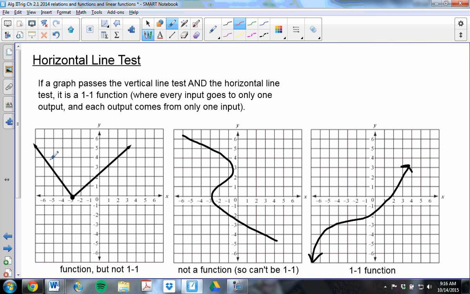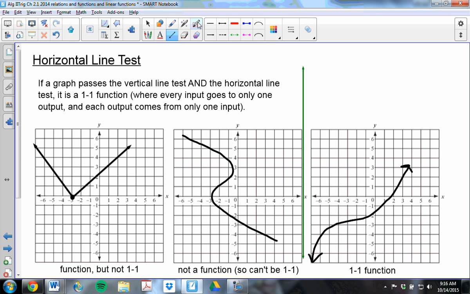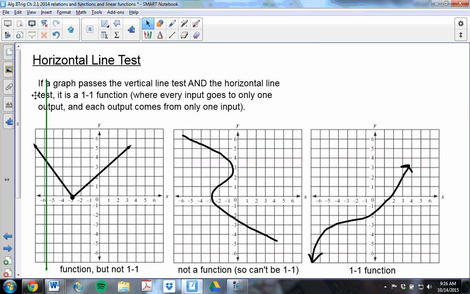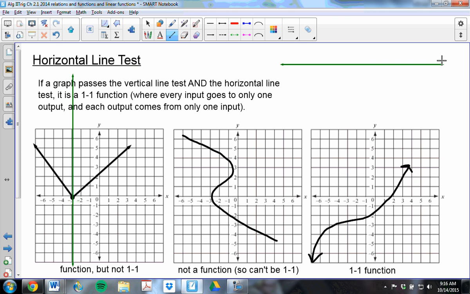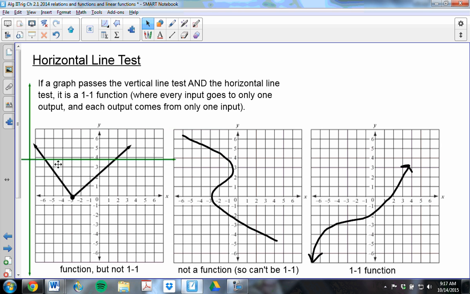It's actually easier to tell if a function is a one-to-one function by looking at a graph. We've talked about the vertical line test. The vertical line test tells you if a graph is the graph of a function. So here this passes the vertical line test, so it's a function, but it's going to fail the horizontal line test. Here's a horizontal line. The horizontal line hits this graph more than once.